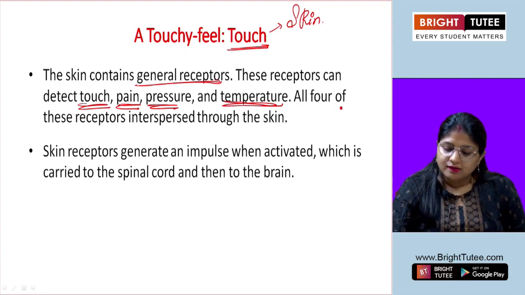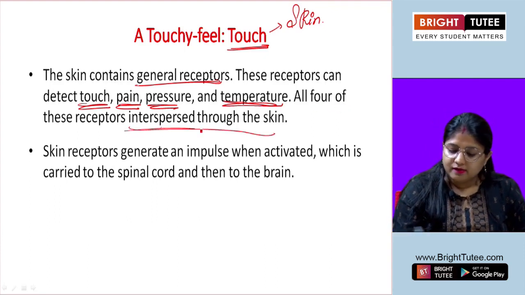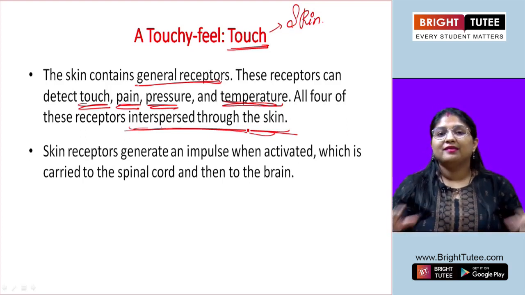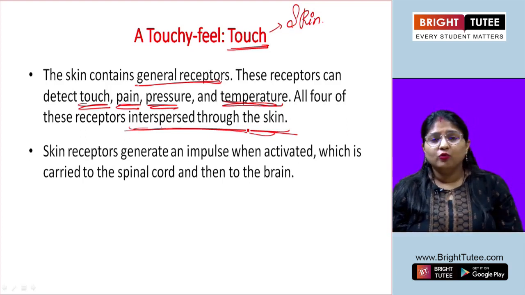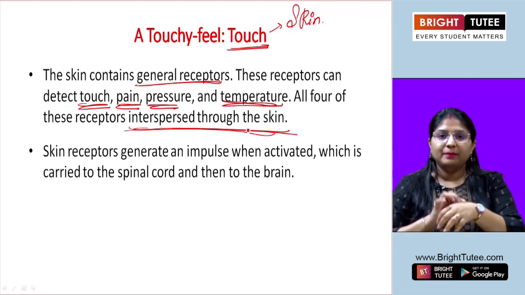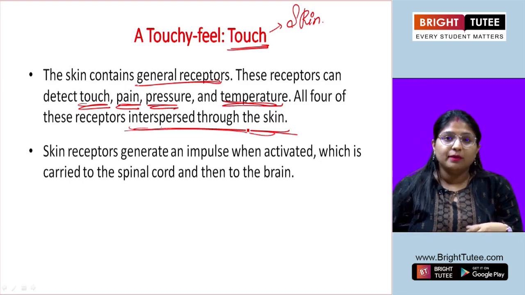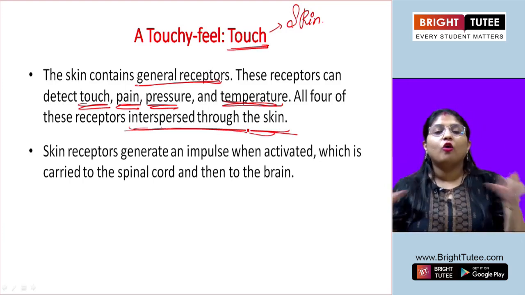All four of these receptors are interspersed through the skin, meaning all the four receptors are present everywhere, because that is where you need to feel. For example, if I pinch my hand, I will be able to feel the pain. If I pinch my leg, I will be able to feel the pain. So all of these are present all over the skin.